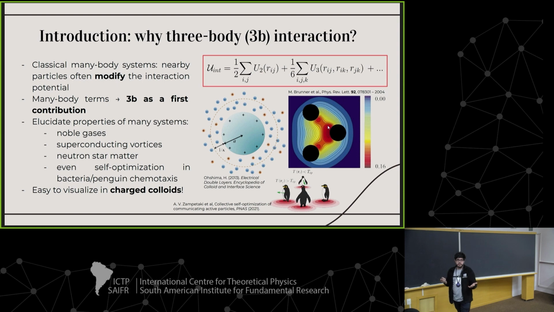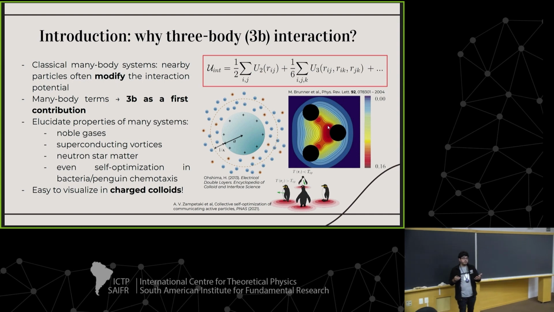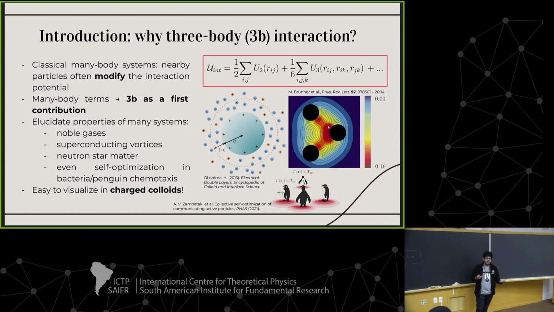This is important because it elucidates, in many systems, a lot of properties, like noble gases, neutron star matter models, and superconducting vortices. And there's also a cute example, which is the self-optimization problem in penguin camel taxis. Three-body forces can be used to describe this self-optimization.